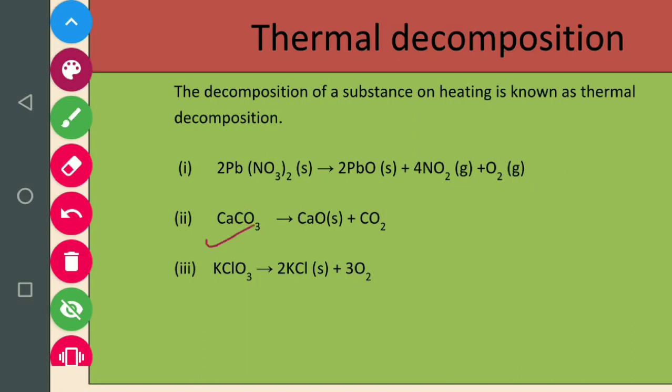Second example is calcium carbonate. When you heat calcium carbonate, it will give you calcium oxide and a gas, always carbon dioxide, which turns lime water milky. And third, potassium chlorate. When it is heated, it gives you potassium chloride plus oxygen.